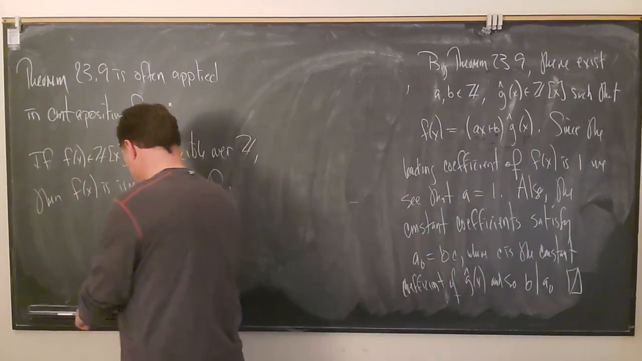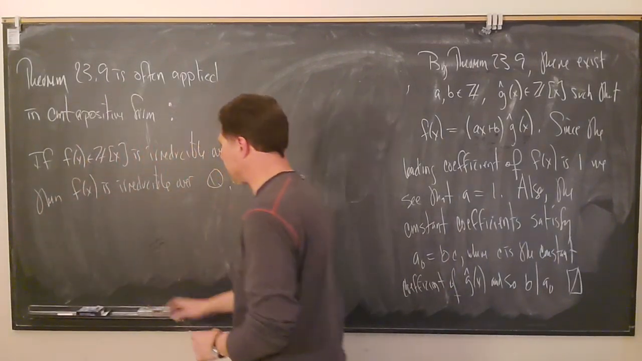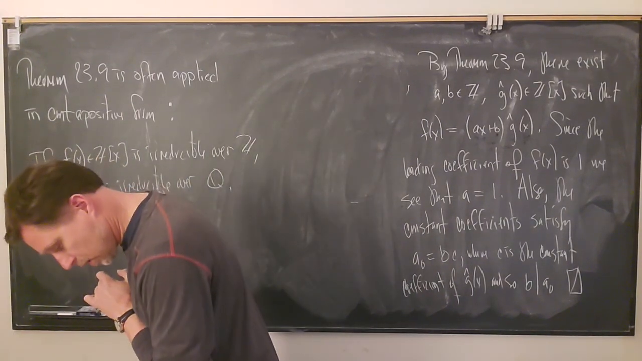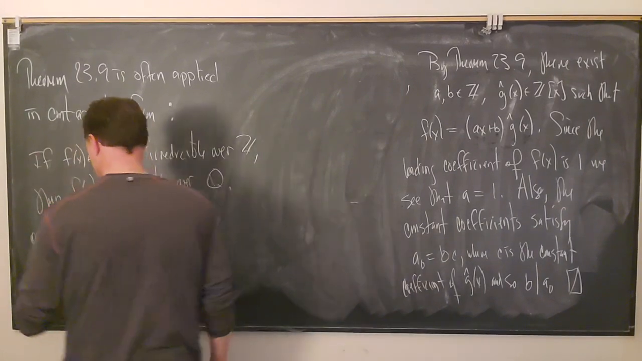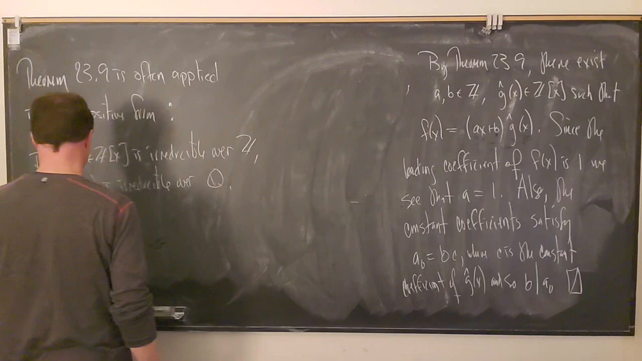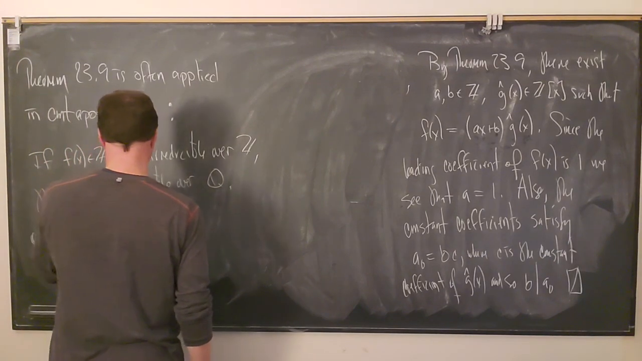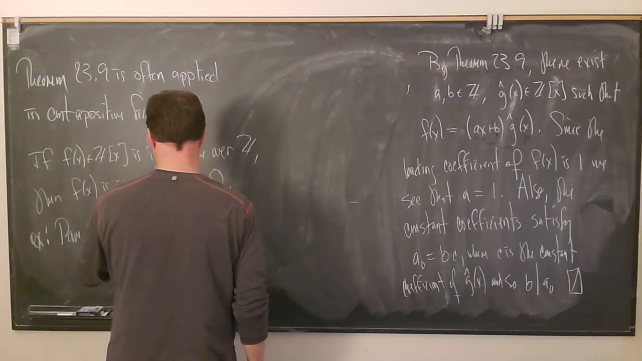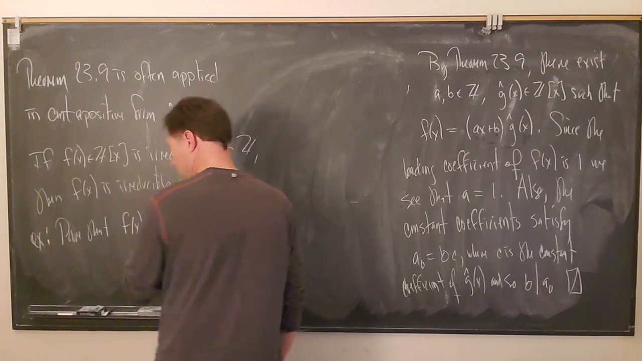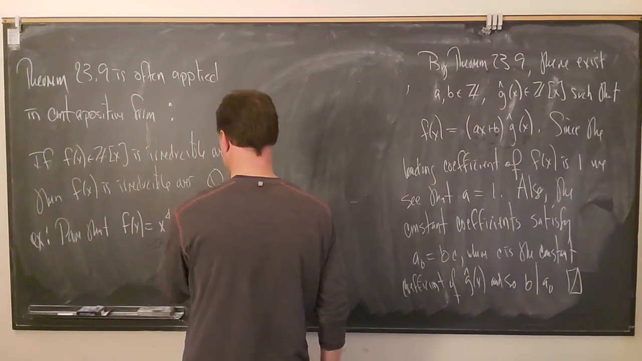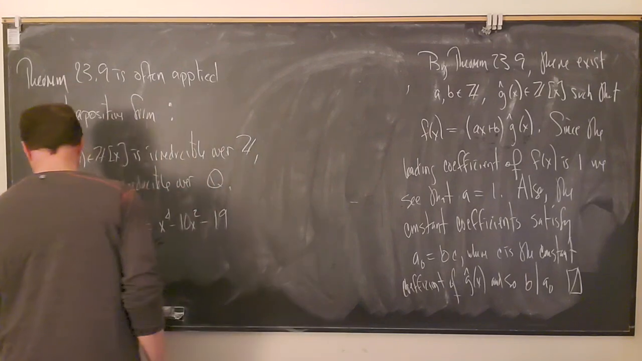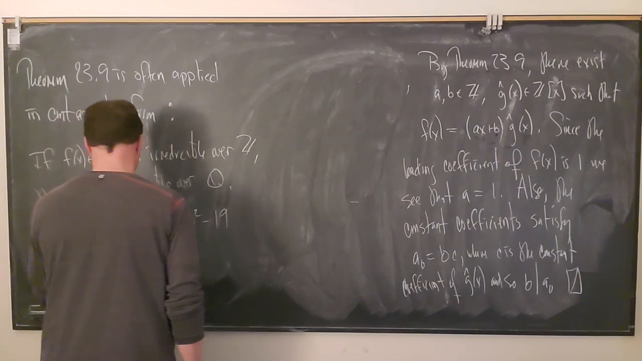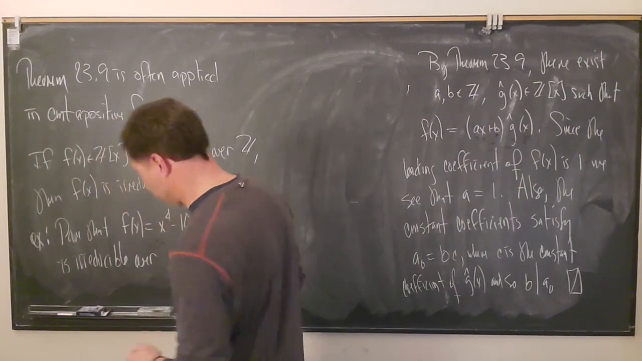And so I want to show how this goes with an example. Let's prove that the polynomial f of x equal to x to the fourth minus 10x squared minus 19 is irreducible over Q.